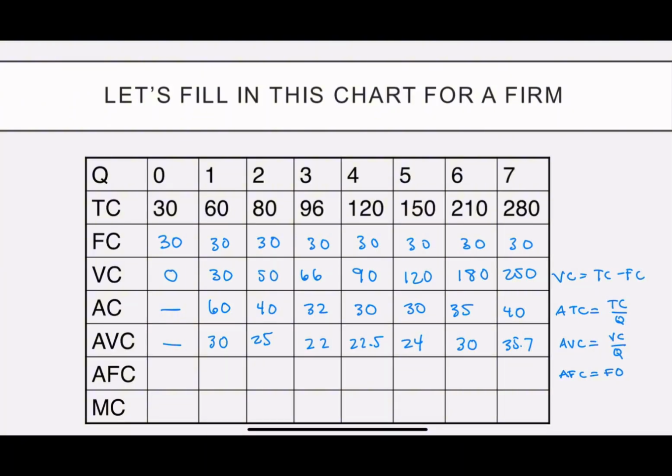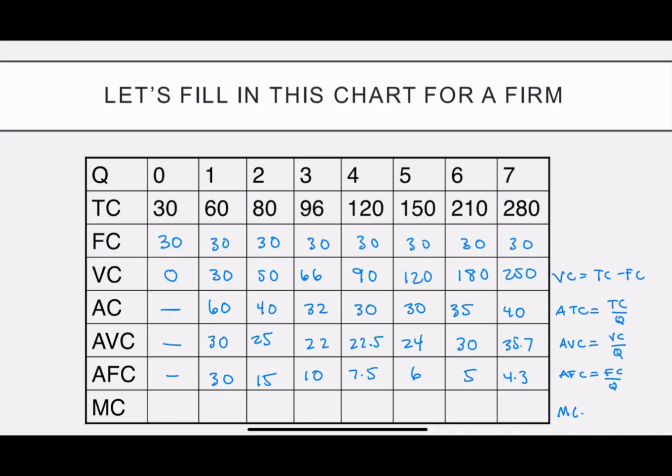Now, when we think of our average fixed cost, it is equal to the fixed cost divided by quantity. And so we'll get 30, 15, 10, 7.5, 6, 5, and 4.3. And again, it's just our fixed cost here divided by our quantity. Because our fixed costs are set, this number of our average fixed cost should be decreasing with each increase in quantity. Now let's look at our marginal cost.